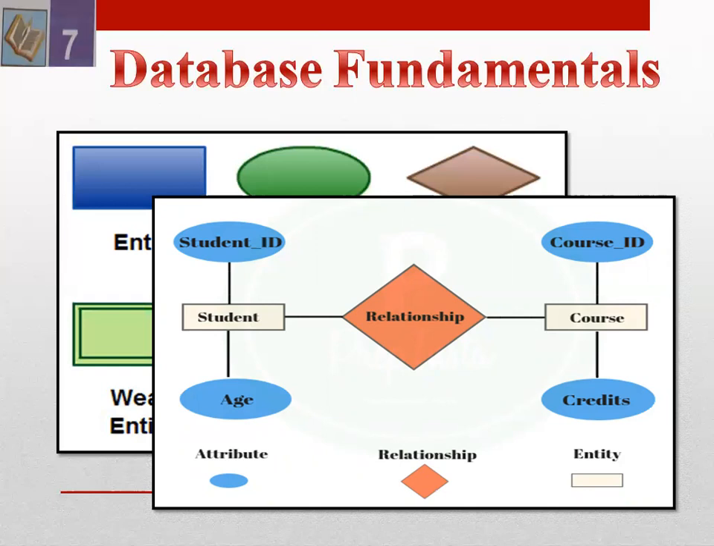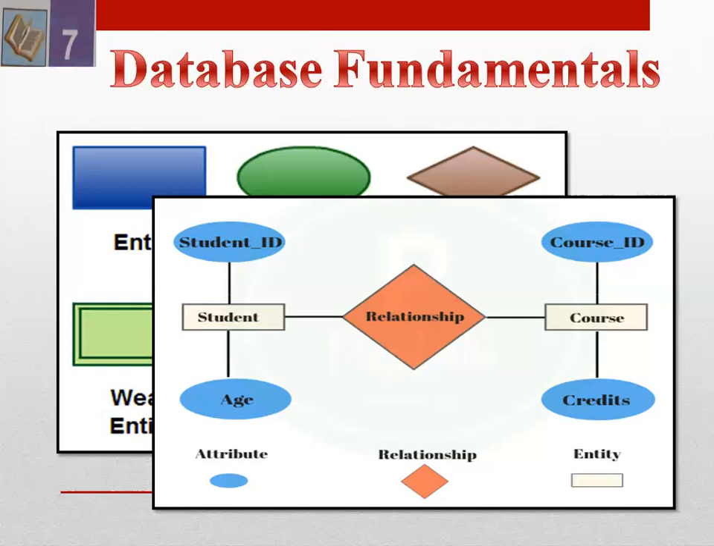And on the other side we have the second entity, that is course, represented by a rectangle. And the course has two attributes, course ID and the credits. So they can be represented by oval shapes, and you write course ID and credits within an oval shape. Then we can make the connection between these two entities with the help of a diamond shape, and we can write the relationship in the diamond shape.